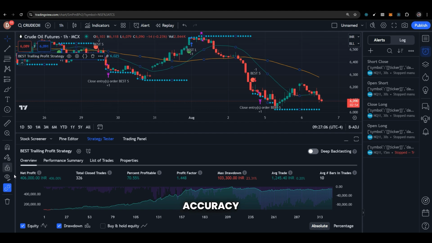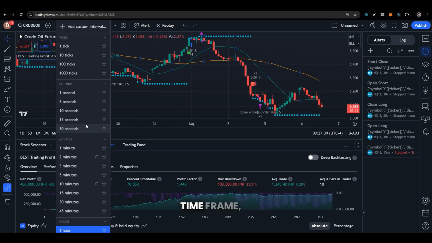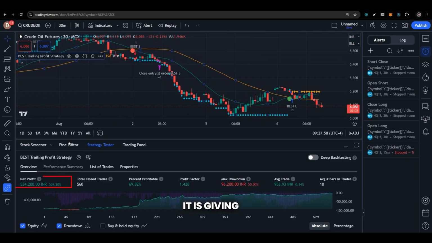The best thing is the accuracy is 70%, a good strategy with a risk-reward of about 1.4. It is a profitable strategy, and the profit factor is good. Even if we switch to a different time frame, let's try 30 minutes. Here also it gives good results. Percentage profit and profit factor are about the same, drawdown gets reduced and net profit increases. So you can try it with different time frames.